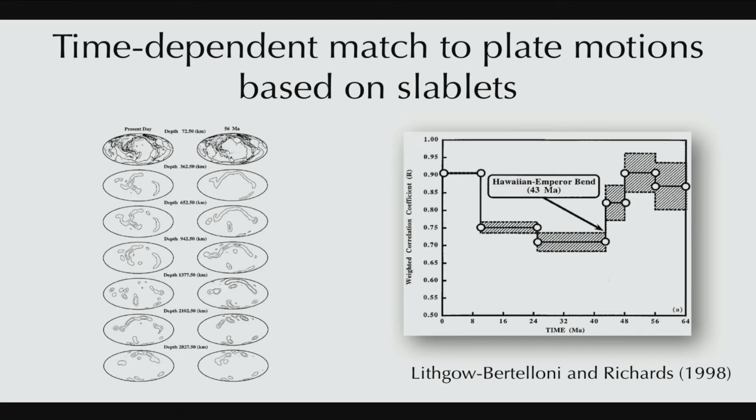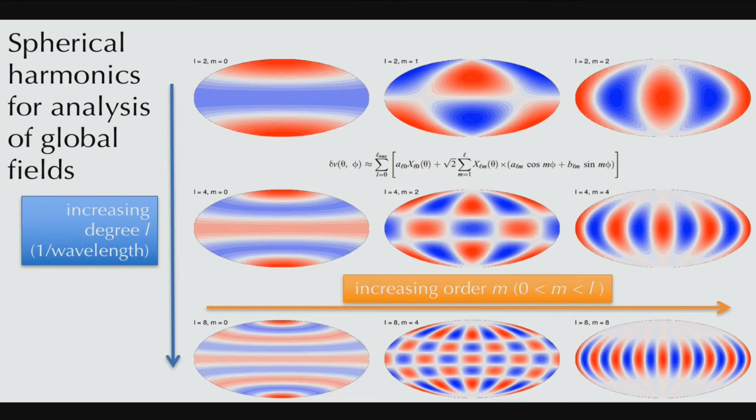And that's shown here in terms of the correlation with plate speeds given that particular density model. Turns out it's pretty good, except around 43 Ma, where we have the change in the Emperor-Hawaiian Seamount chain. I'm going to come back to this in a bit. But overall, slab pull is really a good explanation for the driving forces.